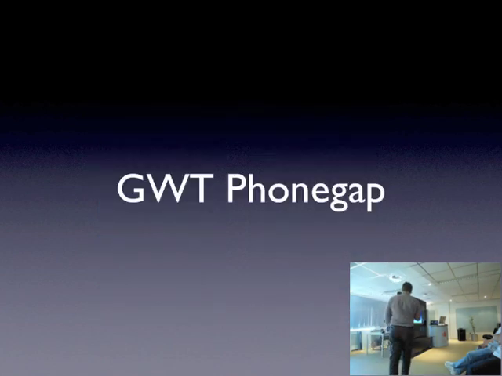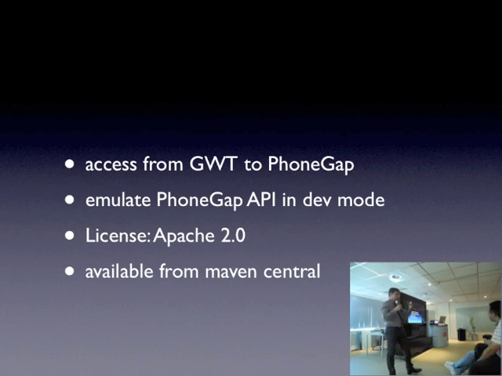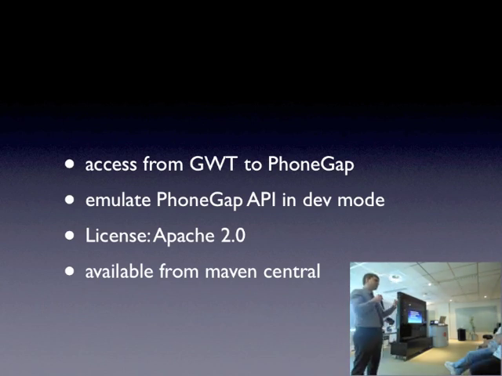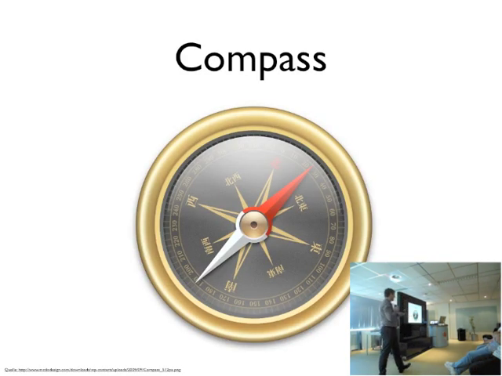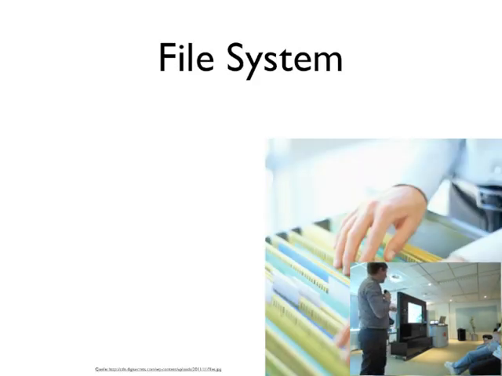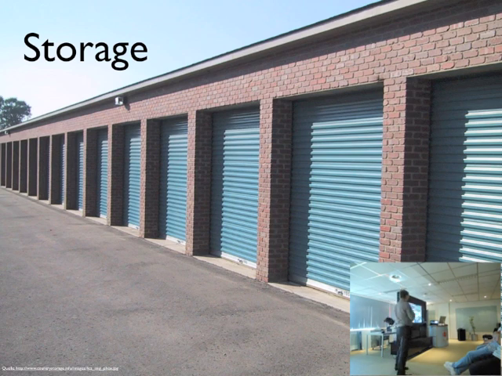So let's talk about GWT PhoneGap. GWT PhoneGap is all about access from GWT to PhoneGap, calling the PhoneGap API, which is JavaScript, from GWT, from Java code. But we can do more than just calling. If you are working in dev mode, running with your IDE, we can emulate the whole PhoneGap API in dev mode. So you can test like you were on a device inside your browser. You can even set the return values for the API. Let's say if you're calling into the accelerometer and you need some kind of distinct acceleration, you can set that with a mock API while you're running in development mode. So you get access to the accelerometer, the camera, compass, contacts, file system, geolocation, media, storage, and many more things from Java.